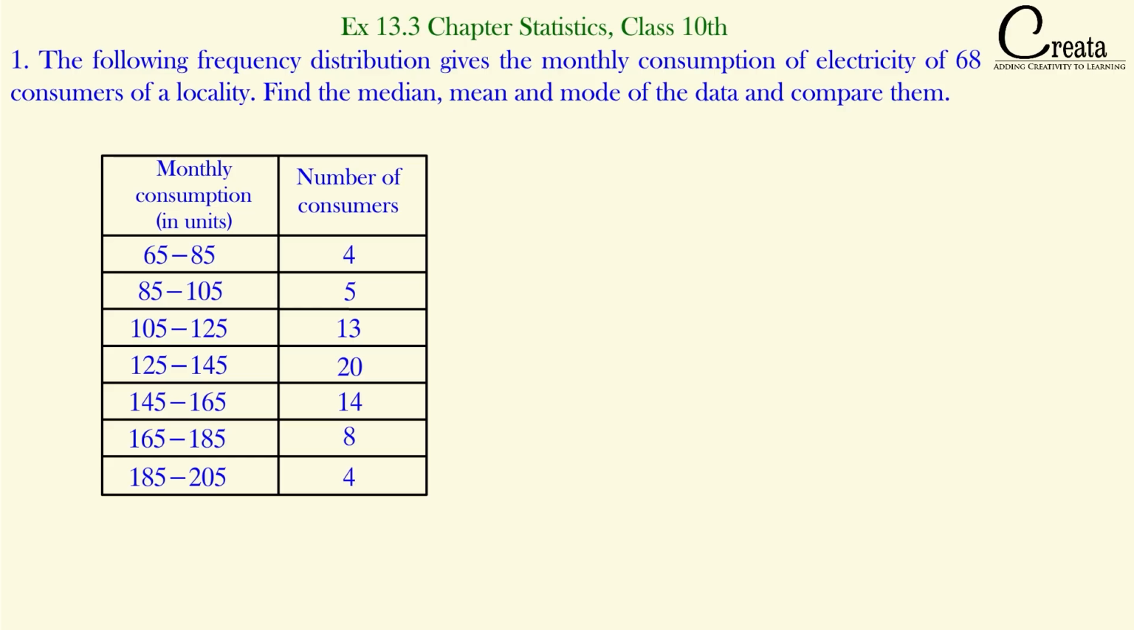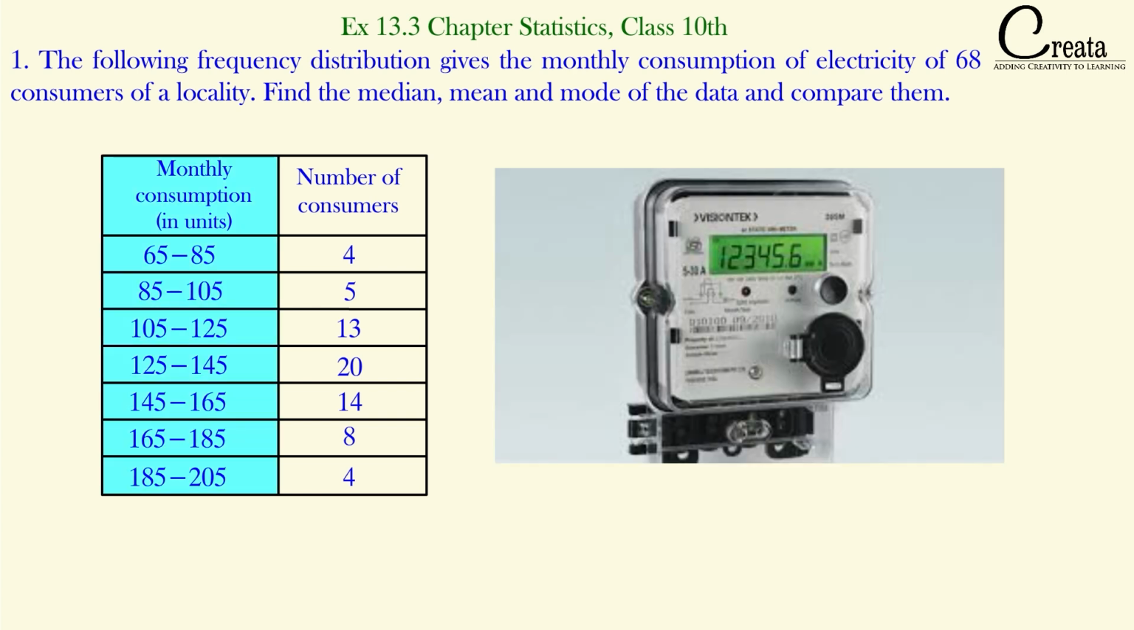Let's take question number 1. So this is the question number 1. In this question, the data is given related to the monthly consumption of electricity of 68 consumers of a locality. Let's understand the data. In the first column, the monthly consumption are given in units. The range is given like 65 to 85. The range has a difference of 20 units.